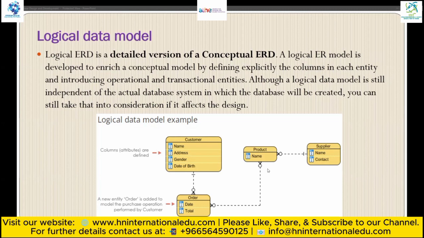Logical data model. Columns and attributes are defined here. A new entity, order, is added to the model: the purchase operation performed by the customer. These are the operations. These are some transactions. Umar, you have to determine whether it is a file structure, or some other structure, or a table structure, NoSQL, queries form, or whatever you can discuss.